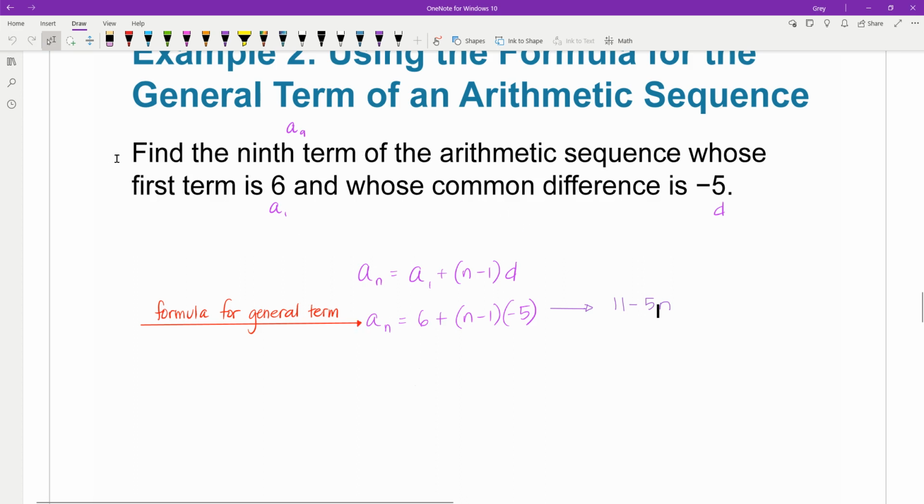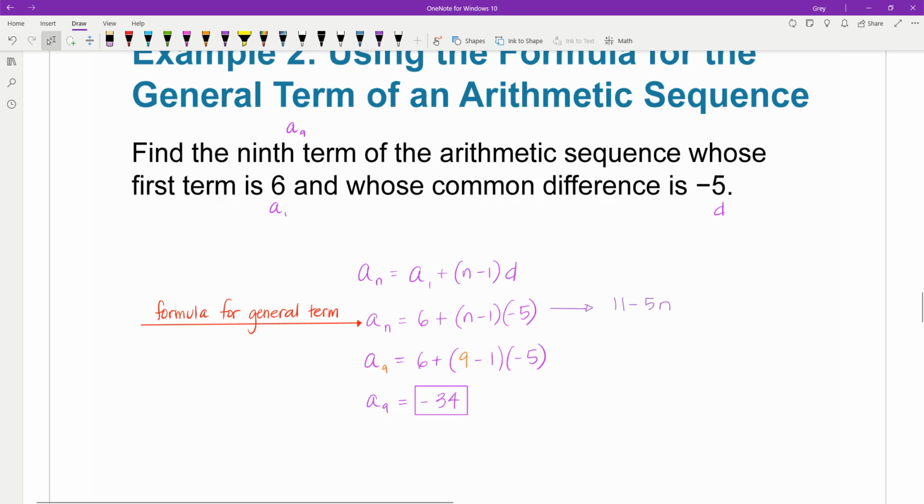Our particular problem is asking us to find the 9th term. So I'm going to go from this formula. I didn't have to simplify it, but you can. I didn't. A sub 9 is going to be that formula, but this time I'm going to plug in 9 for n. And when you simplify that, you get a sub 9 is equal to negative 34.